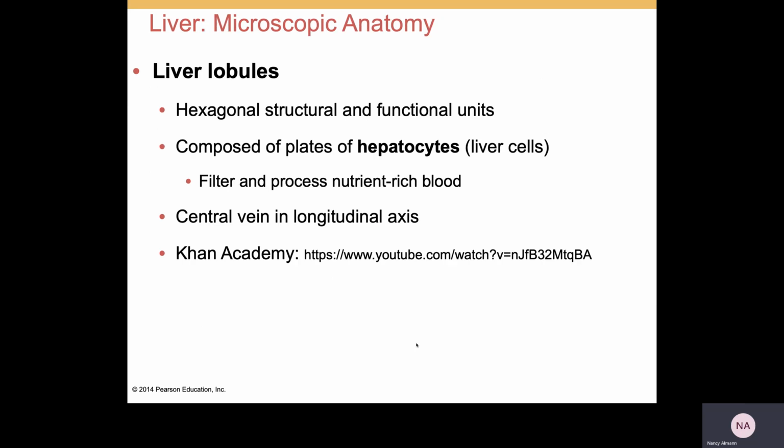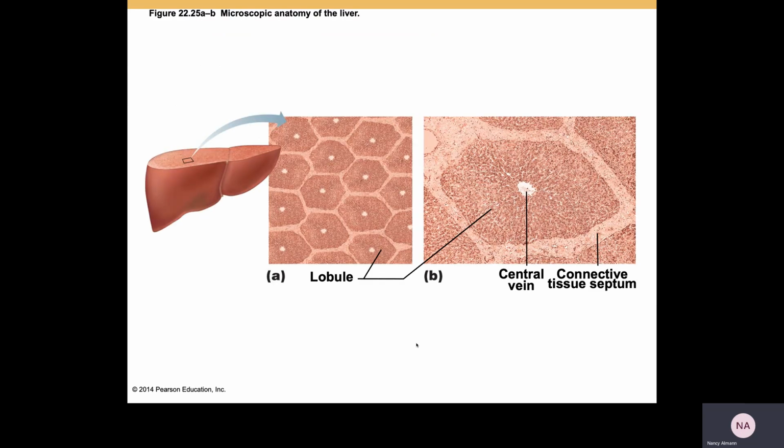And more about those. The liver is going to be divided into lobules, which are the functional unit. So if you're ever asked on any test, what is the functional unit of the liver, you will tell them, oh, easy, liver lobules. They are hexagonal in structure, and they are going to be composed of these plates of liver cells, which are known as hepatocytes, and their job is to filter and process nutrient-rich blood. There is a central vein in the longitudinal axis, and there you can see the central vein nicely marked, and you can see that indeed they are quite distinctly shaped.